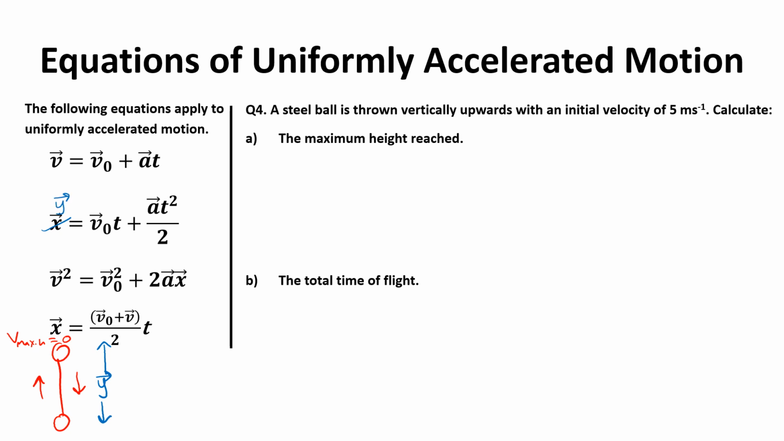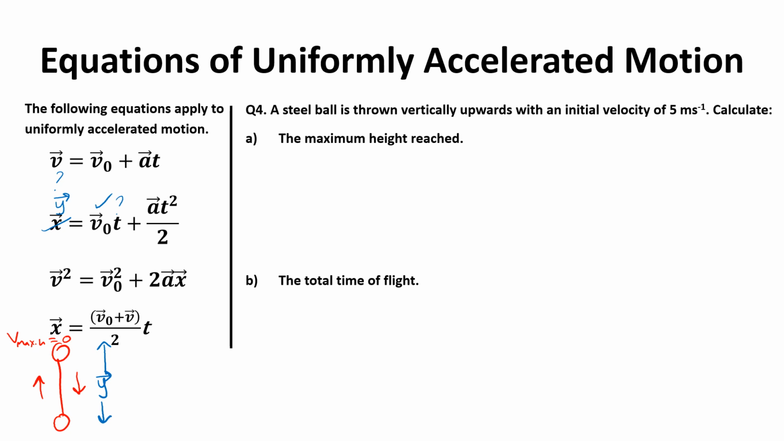Can I use the second equation? So I want to know the value of y. I don't know y. I know the initial velocity, but I don't know the value of t. So I can't use the second equation. So maybe we can try the third equation. Do I know the final velocity?